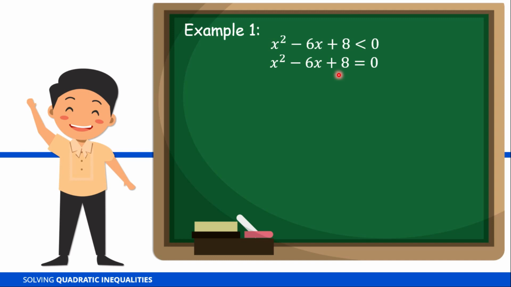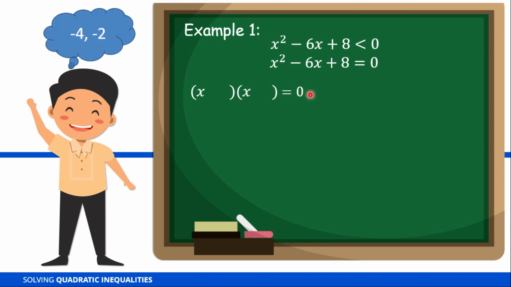Mag-isip tayo ng factors ng 8 kung saan kapag pinag-add ito, ang magiging sagot ay negative 6. What are those numbers? I-ready lang natin yung factors na paglalagyan. Okay, so those numbers are negative 4 and negative 2. Negative 4 times negative 2, that's positive 8. And then negative 4 plus negative 2, that is negative 6. Okay, so ilagay na natin yung ating mga numbers na nakuha dito sa ating factors. So ito na ang factored form ng ating given quadratic equation. We have quantity x minus 4 times quantity x minus 2 is equal to 0.